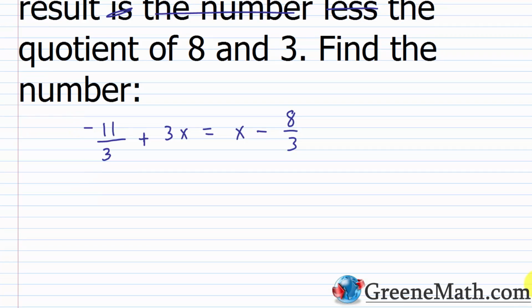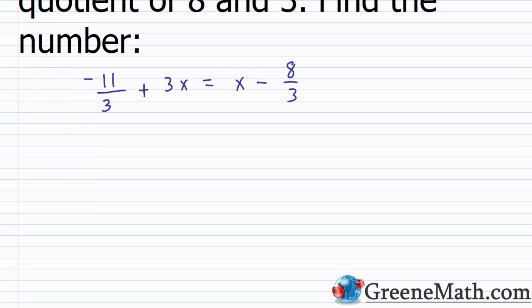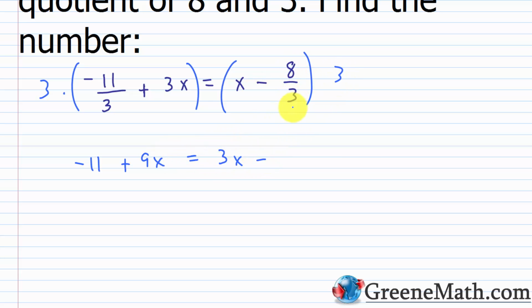So let's scroll down a little bit. And I'm going to multiply both sides of the equation by 3. Just so that I don't have a denominator involved. 3 times negative 11 thirds is negative 11, plus 3 times 3x is 9x. This equals 3 times x, that's 3x, minus 3 times 8 thirds would be 8. Again, I want all my variable terms on one side, all my numbers on the other. So I'm going to add 11 to both sides of the equation. And I'm going to subtract 3x from both sides of the equation.